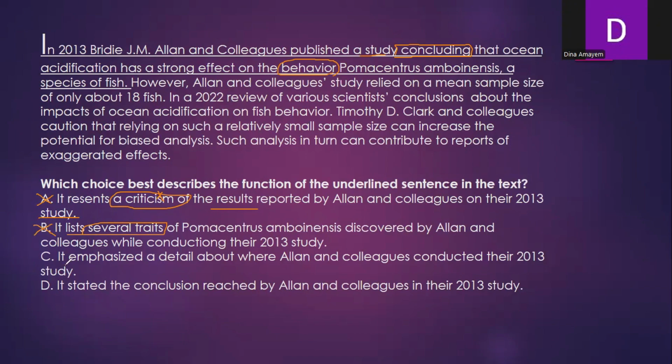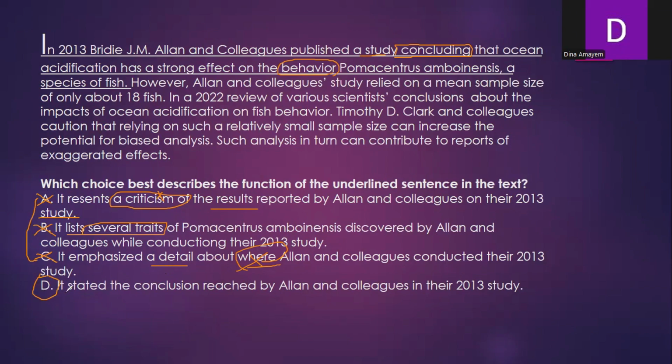It emphasizes a detail about where Allen and colleagues conducted their study. Did we mention anything related to the place? No, they only mentioned that they had their study. According to that, it's totally wrong. So when I eliminated three, the fourth is going to be the answer.